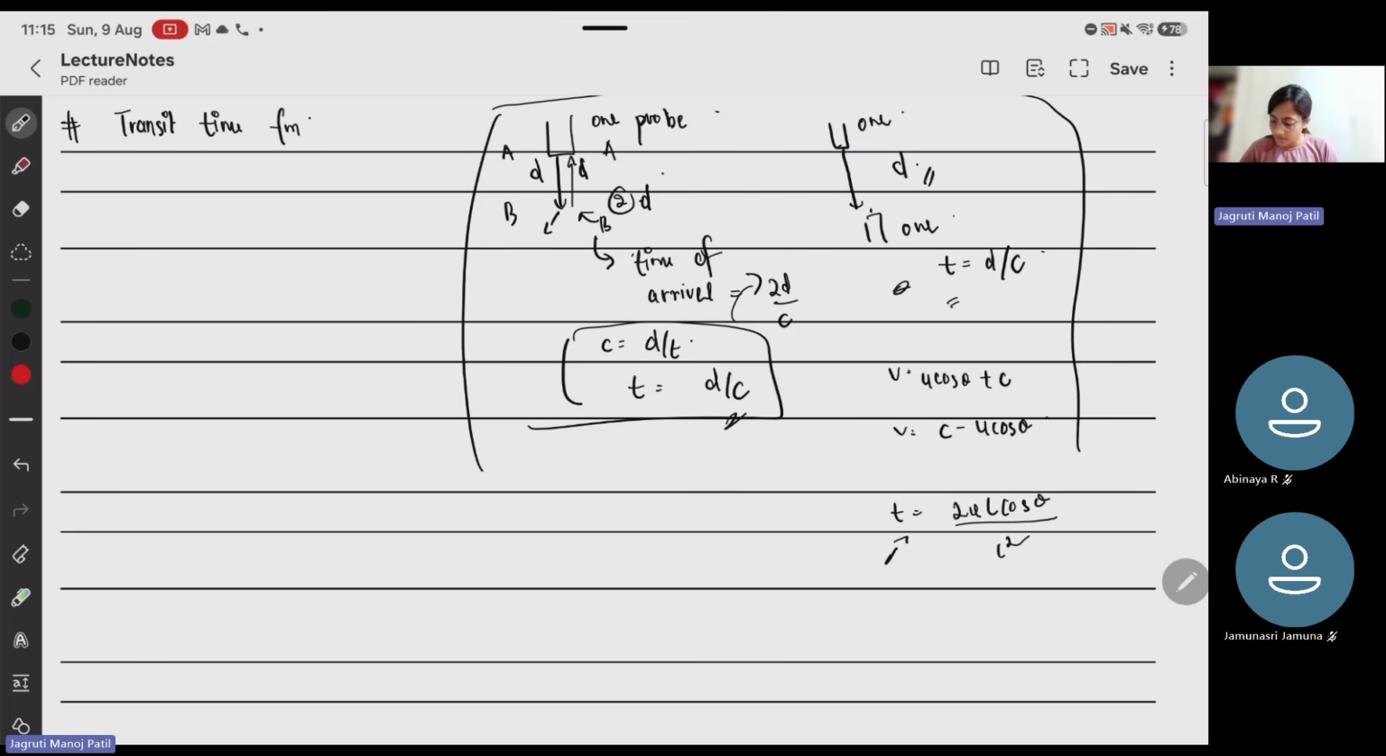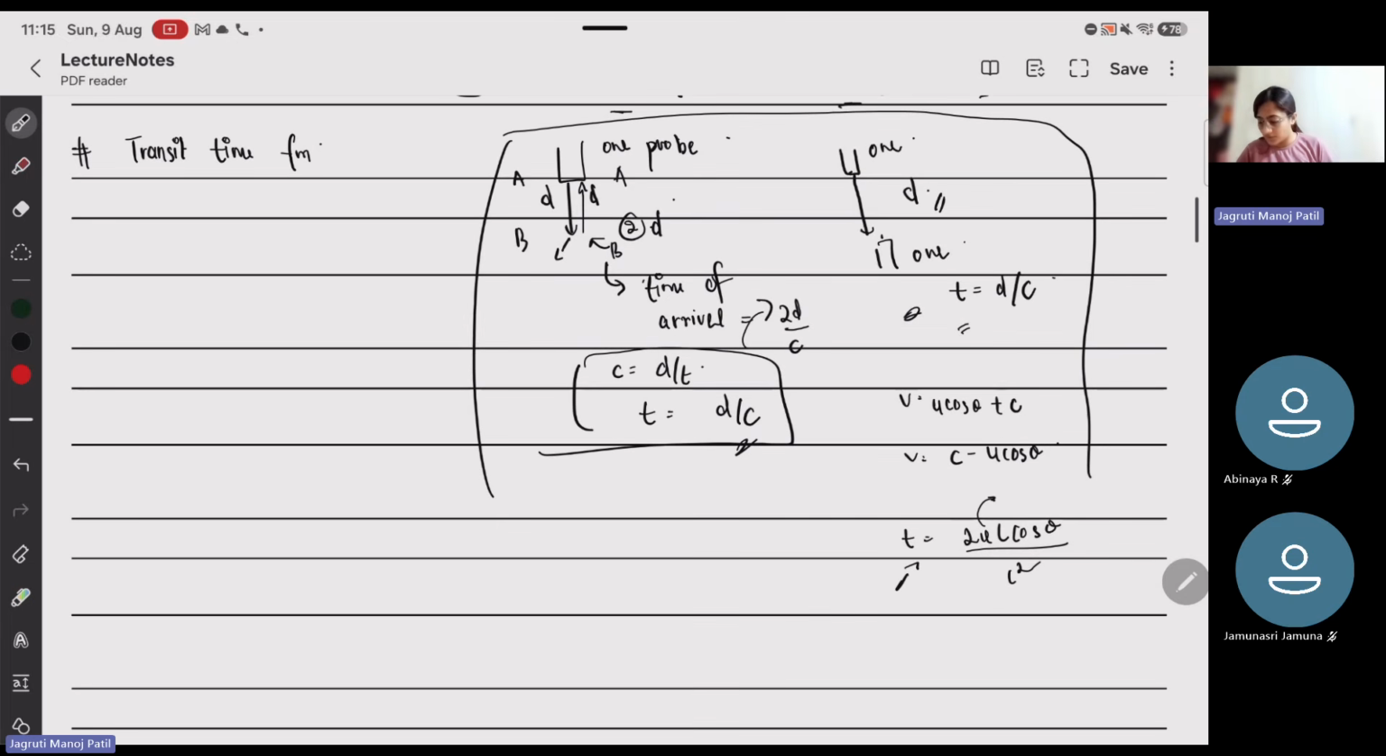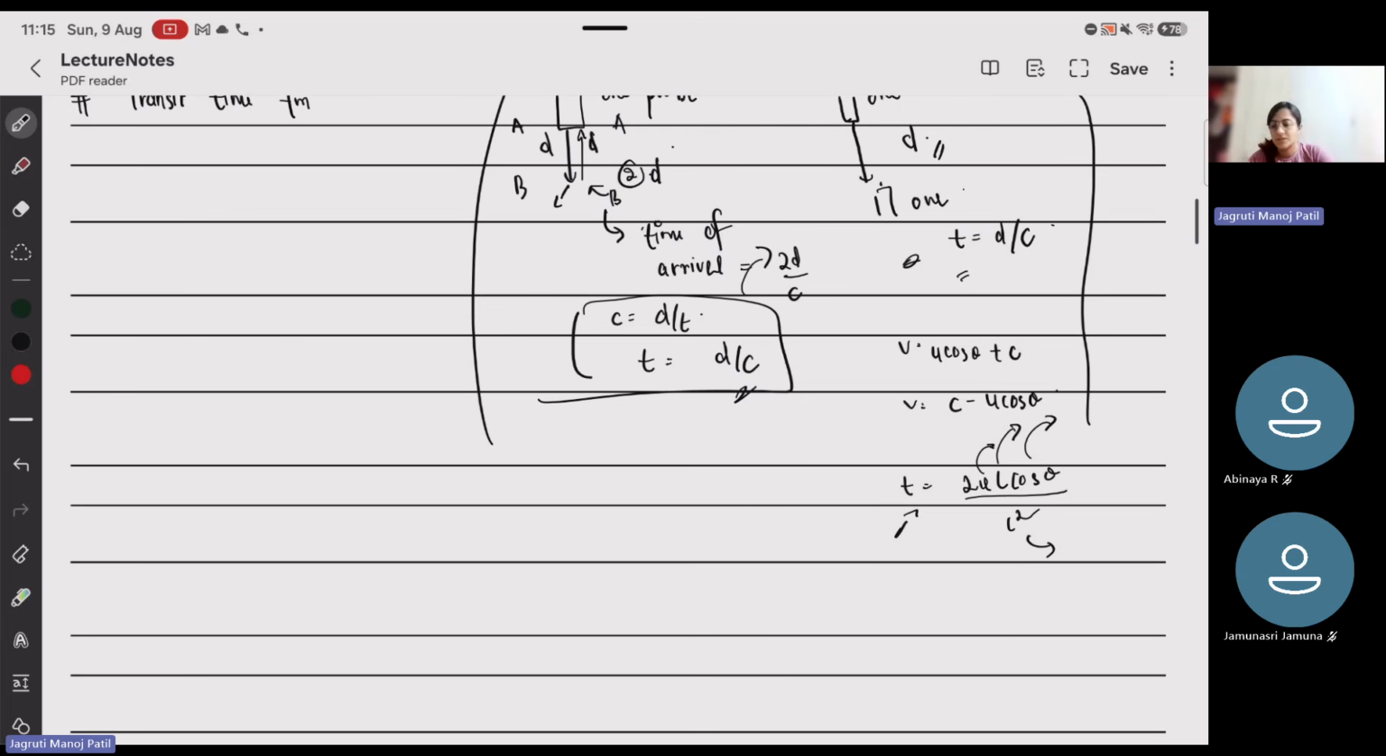So this is the transit time it takes to travel where you have blood flowing with a velocity in an artery of length L, with your transducer placed at an angle with respect to the vessel, and C as your sound speed or speed of light. It again depends on the type of sensor: either you are using light or you are using sound. This will vary in those cases. Okay, now the next one is pulsed wave Doppler.